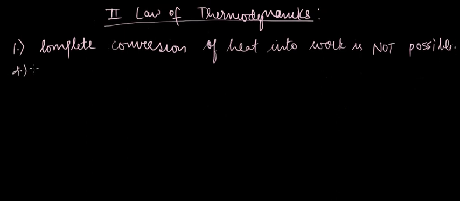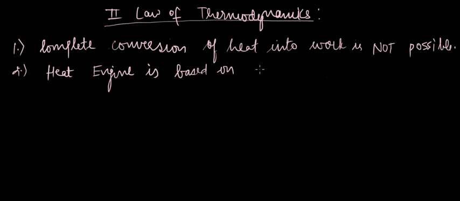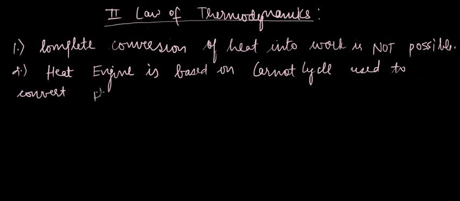Second point is that a heat engine is based on the Carnot cycle and is used to convert heat into work. We'll see what the Carnot cycle is in the coming lectures. So the heat engine is based on the Carnot cycle, which is used to convert heat into work.